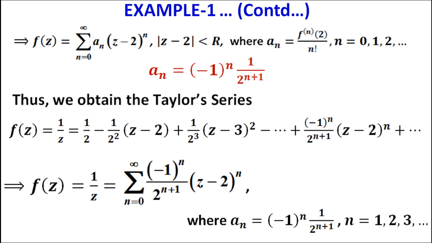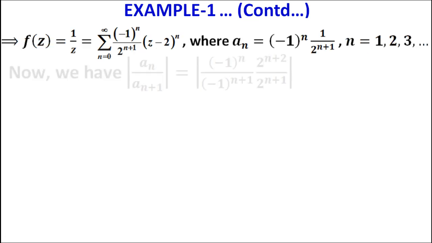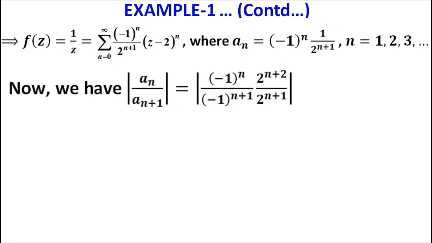Now we can find the radius of convergence and the circle of convergence. In the earlier module we have utilized the ratio test to find the radius of convergence and the circle of convergence. So now we have mod of an by an plus 1. So I have an over there and an plus 1 I have written like that. Then simplify the calculation, my dear students. What you will get? Try yourself.